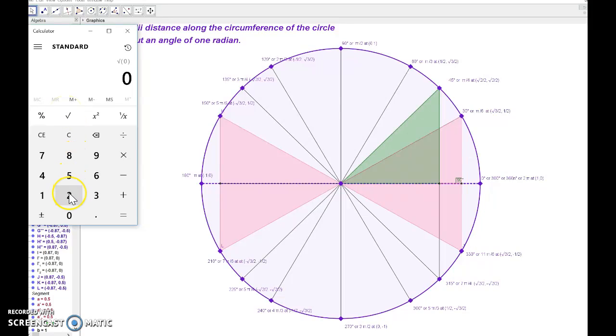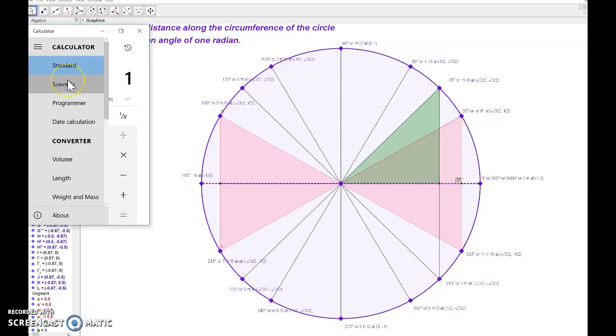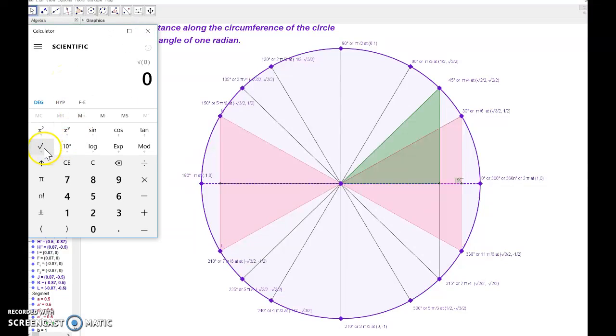Square root of 2 divided by 2. I don't know how I feel about this calculator. I don't like this calculator, so I'm going to... Oh, hello, scientific calculator. Square root of 2 divided by 2 equals? Maybe you go like this. 2, take the square root, and divide that by 2. Okay, that's how you use this thing.